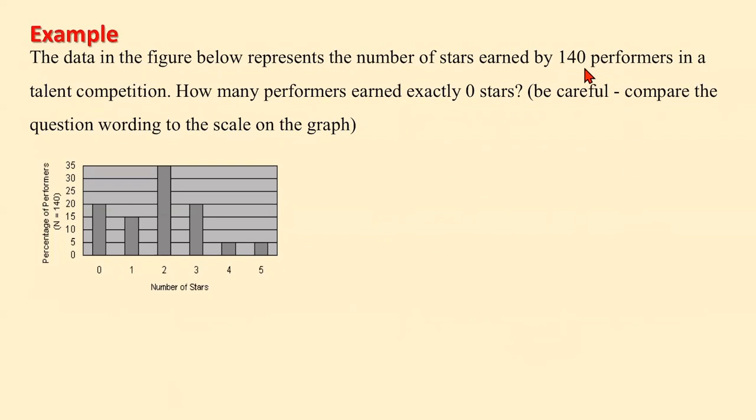These stars are given to 140 performers. So the total number is 140. Okay, 140 performers. Now what we are asked to do is how many performers earn exactly 0 stars.